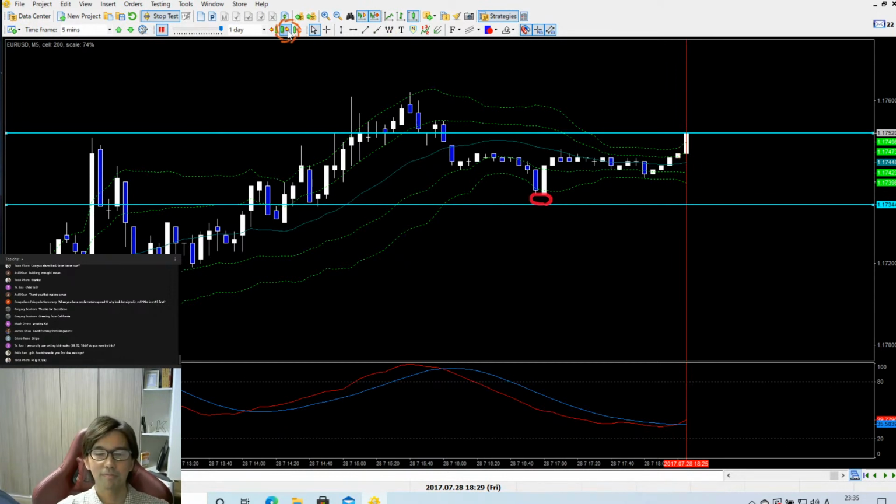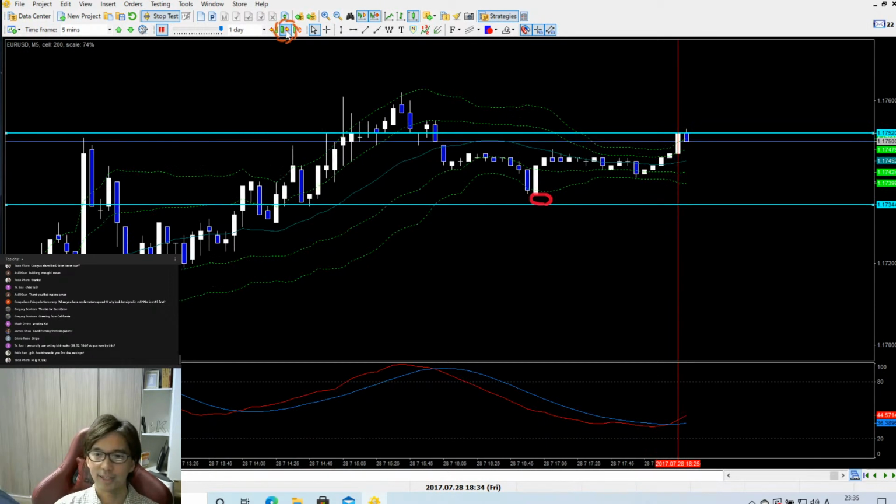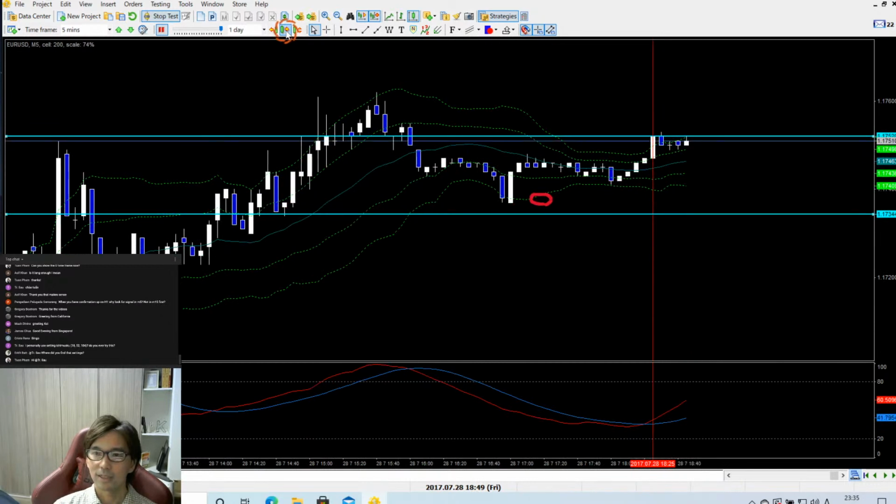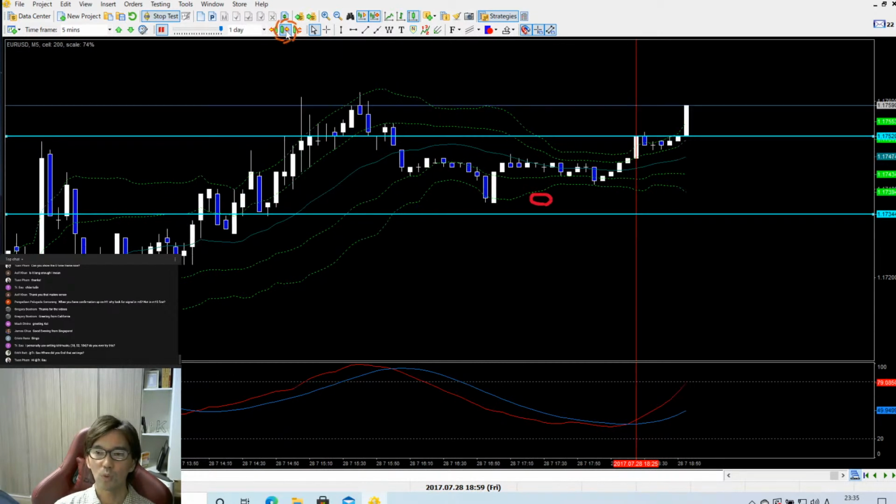So let me run the tester now. Let me just move one by one and look for another chance to buy. So let's see, the market goes up, band walking, breaks upwards now. So there is another previous high breakout, band walking.